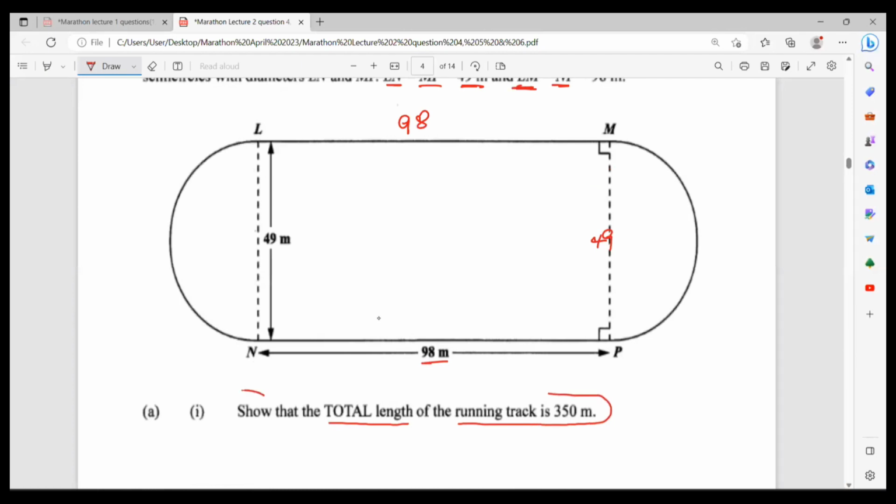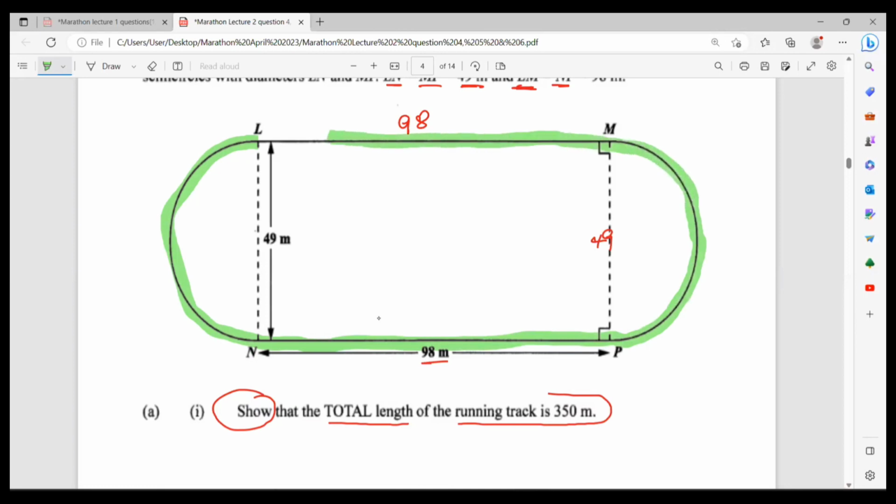Now, whenever you see 'show', you know what it is already. So the answer is 350. You just need to understand what it is they want. The running track is to start here, go around. You come all the way around. So they are testing for the concept of perimeter. They're just not going to say it, but they're talking perimeter.